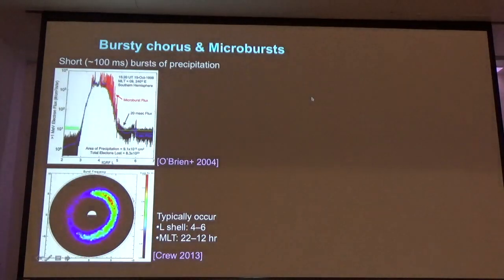The bursty nature of chorus is also closely relevant to microbursts, which are short bursts of precipitation with a duration in the 100 millisecond range. This is an example showing a microburst. The statistical distribution of microbursts from SAMPEX shows that they typically occur from the midnight sector to noon, which is roughly consistent with the preferential region of chorus.